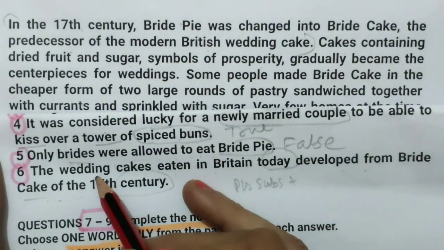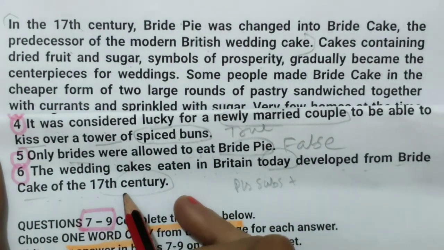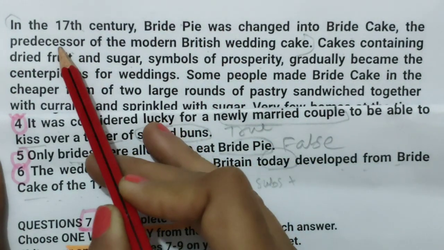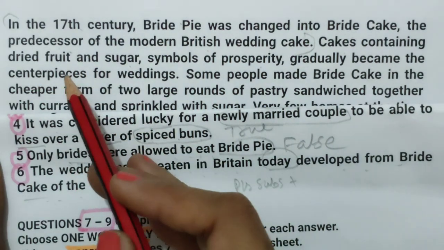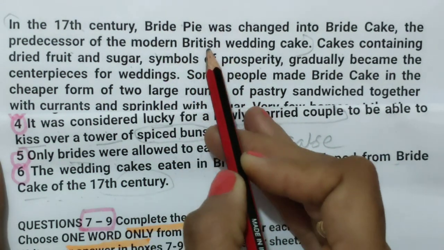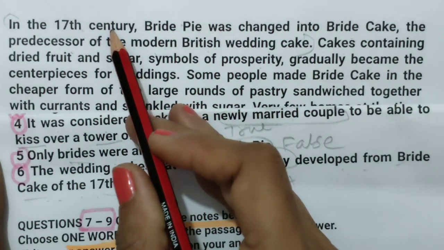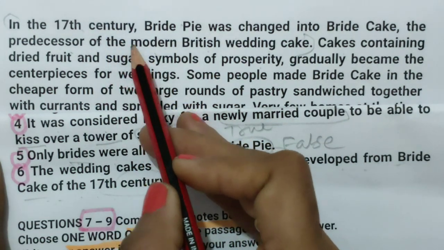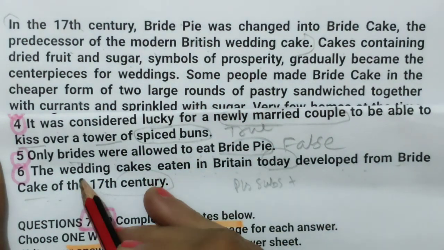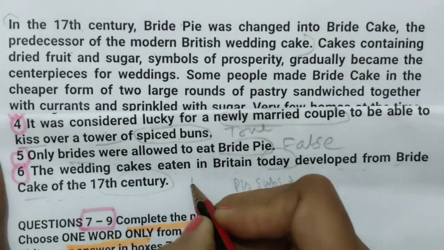So here they are asking: the wedding cakes eaten in Britain today developed from an old type of cake from the 17th century. In the 17th century, bride pie was changed into bride cake. The predecessor means the old one, the one before the modern British wedding cake. So in modern times they are following one thing, and in the 17th century something was different, and it means before the modern cake it was bride pie. It means it is correct. Developed, eaten in Britain today, developed from bride cake of the 17th century. So it is also true.